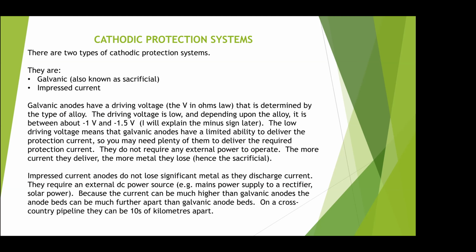And you can see from that if the resistance path was very, very high, because if you remember that the current is the voltage divided by the resistance. So if the resistance is very, very high, there might not be enough voltage to drive enough current through. So that's why we have to sometimes supplement these anodes or install a lot of them close to the pipe. The advantage of them is that they don't require any external power to operate.